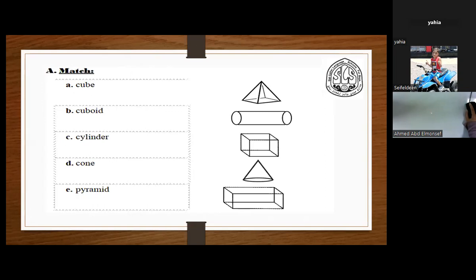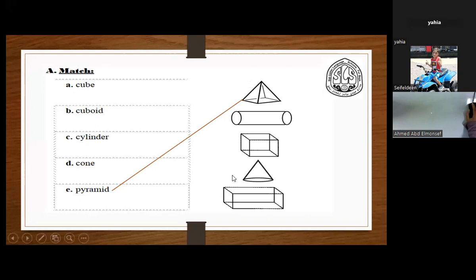Yahya, you can see this page. The first 3D shape here on the right, it's called what? Cube or cuboid or cylinder or cone or pyramid? Pyramid. Excellent. So I will match the boy with pyramid. Excellent, Yahya.